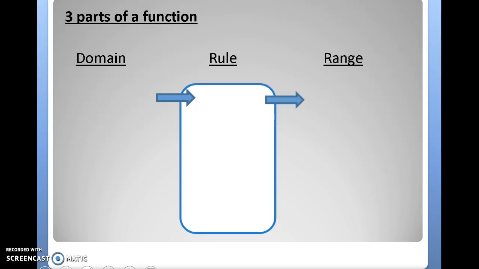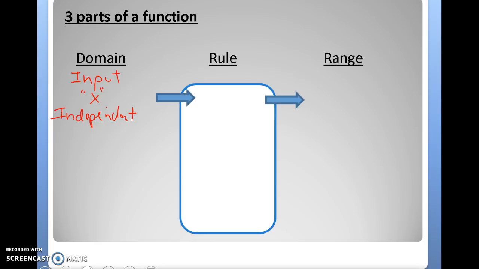So the first thing we're going to mention is the domain. The domain is the input for a function. So the things we put into a function, sometimes they're called the x values, and sometimes they're called the independent variable. The independent variable is simply saying that it doesn't matter anything else. We can put anything we want into the equation. So the input is what we stick into an equation.